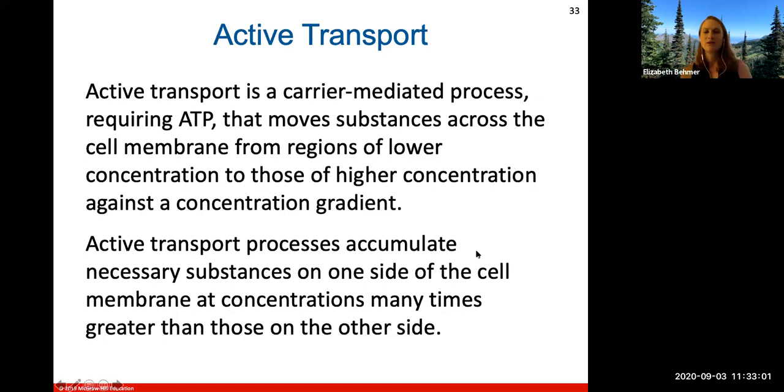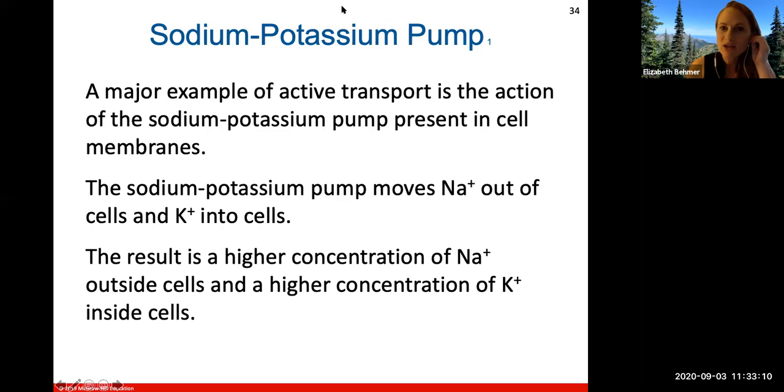So active transport processes accumulate necessary substances on one side of the cell membrane at concentrations many times greater than those on the other side. The major example of active transport that we'll talk about is the sodium-potassium pump. And it's kind of exactly what its name says it does. It will move sodium out of the cell and potassium into the cell. And it's a pump, it requires energy, and the result will always be a higher concentration of sodium outside cells and higher concentration of potassium inside cells.